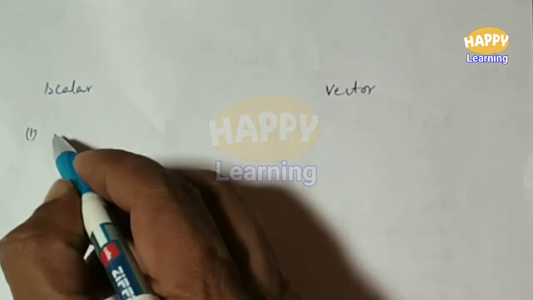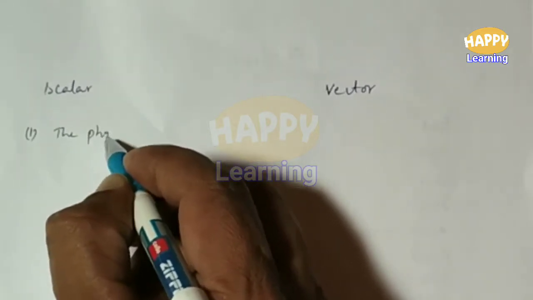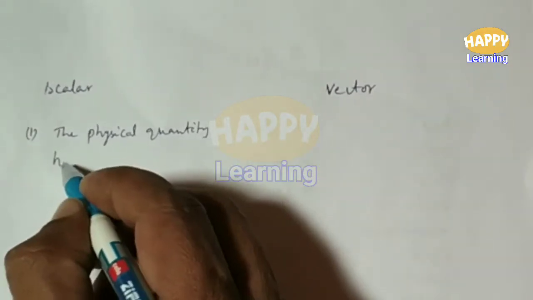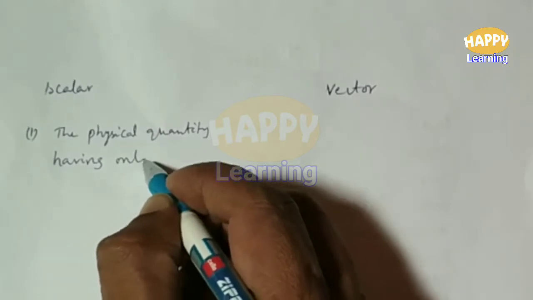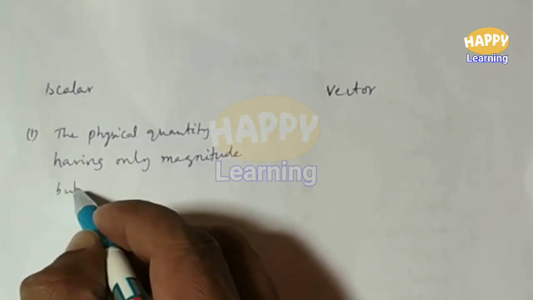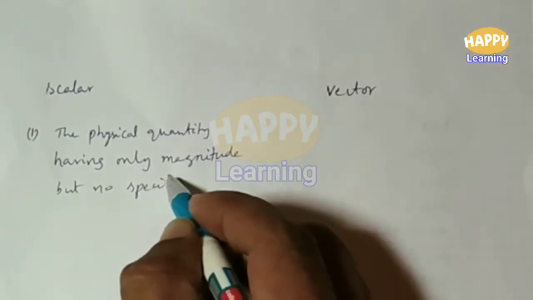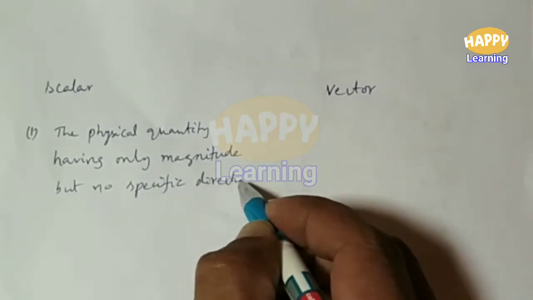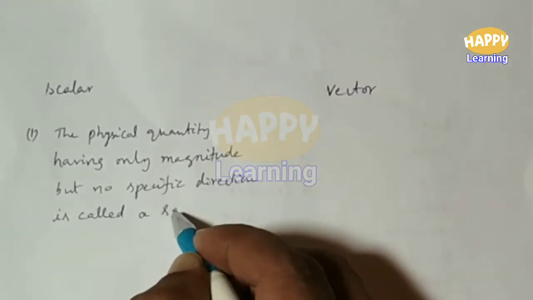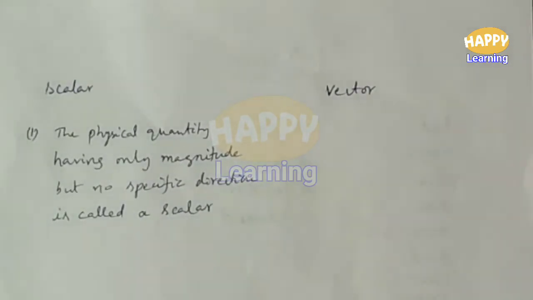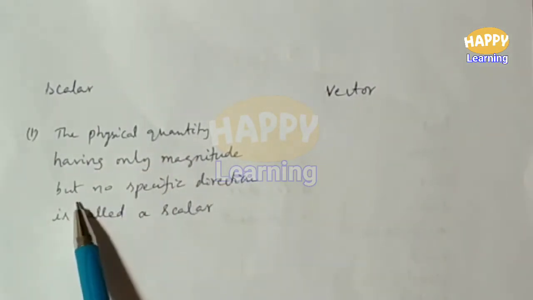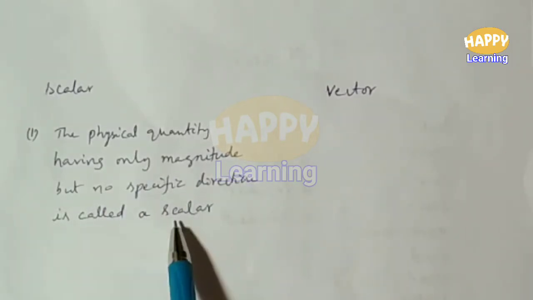Point number 1. A scalar is the physical quantity having only magnitude but no specific direction. The physical quantity having only magnitude but no specific direction is called a scalar.